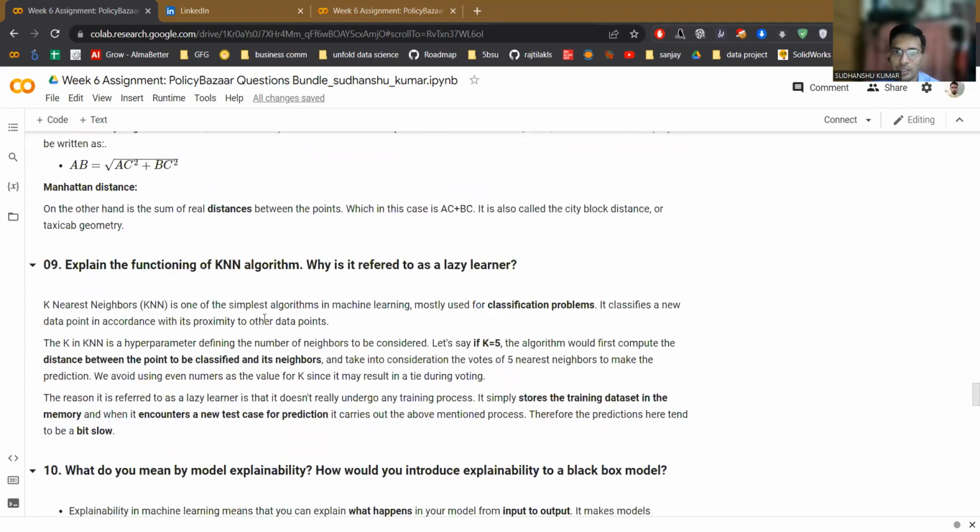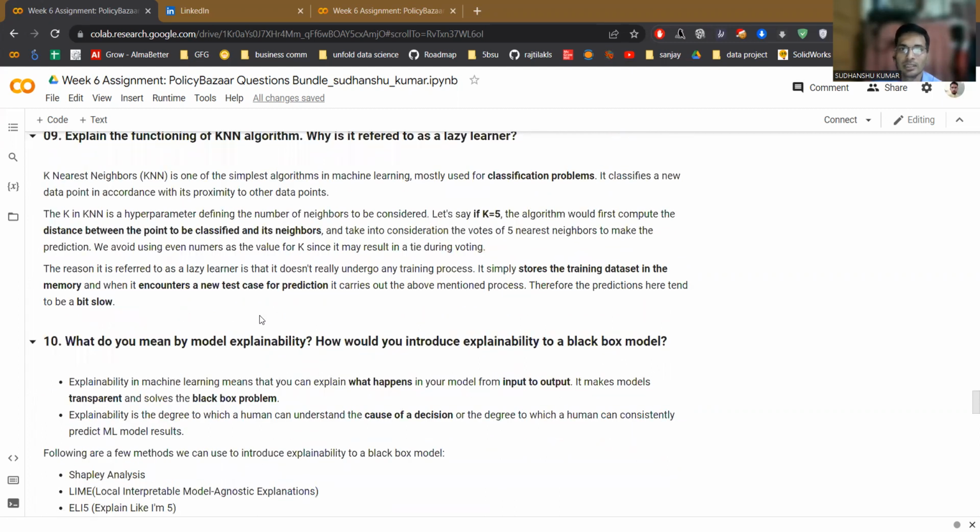Explain the functioning of the K-NN algorithm. Why is it referred to as a lazy learner? K-NN stands for k nearest neighbor, and it is mostly used for classification problems. In the K-NN algorithm, K indicates the number of nearest neighbors, and the elbow method is used to find the optimum value of K. While selecting the value of K, we always consider K as an odd number, because it overcomes the situation of a tie between classes, so that we can easily predict which class it belongs to.